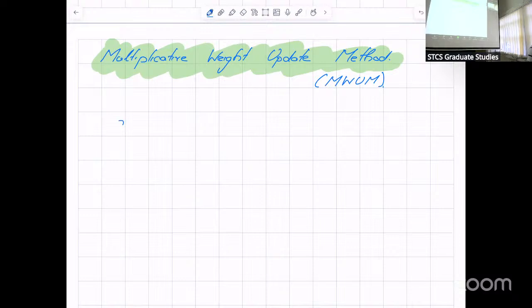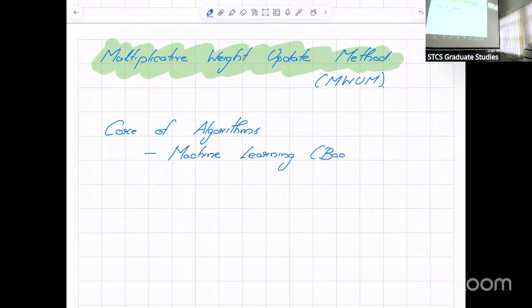We'll build it up slowly, but it is the core of several different algorithms. One is in machine learning. In fact, there's a whole company that was based out of this called AdaBoost. This is the boosting algorithm. If you study machine learning, you would have seen this.